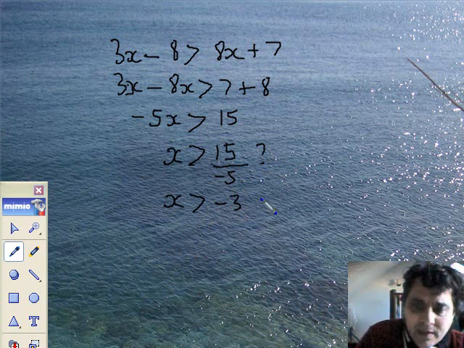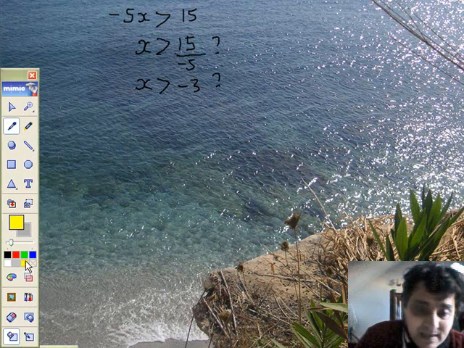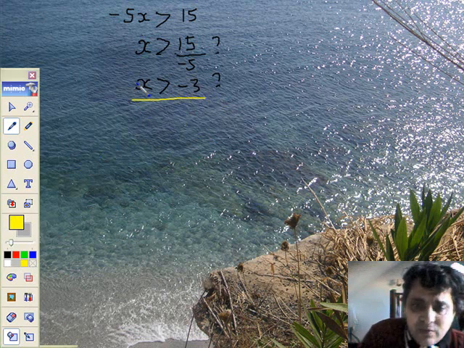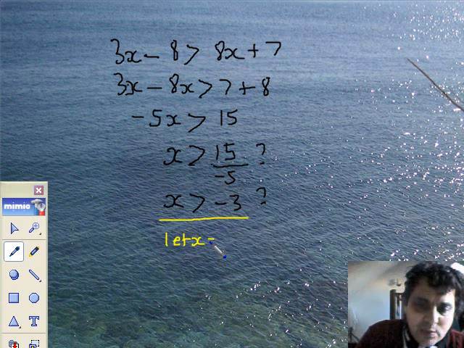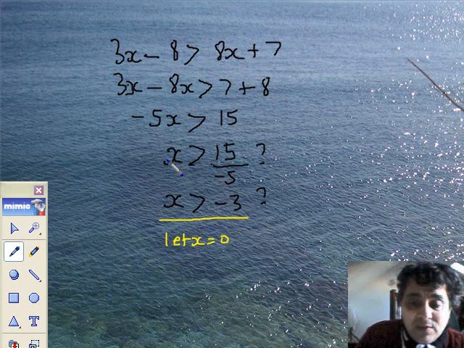So this is what we think is happening here. I need to test it out. If this is true, then if I choose a value greater than minus 3, then this inequality will be true. So give me a value greater than minus 3. I'm going to say let x equal 0, because 0 is bigger than minus 3.